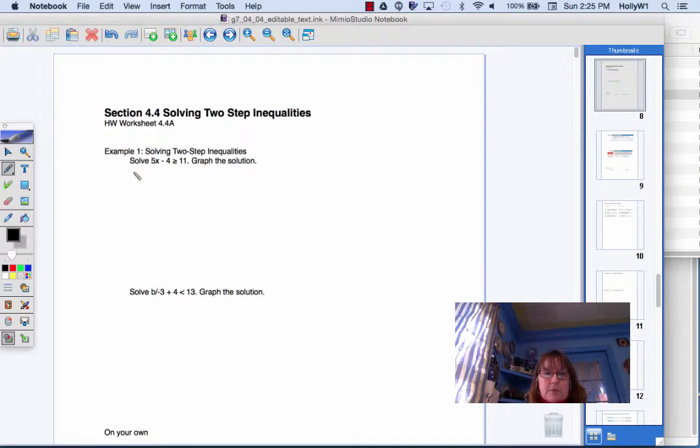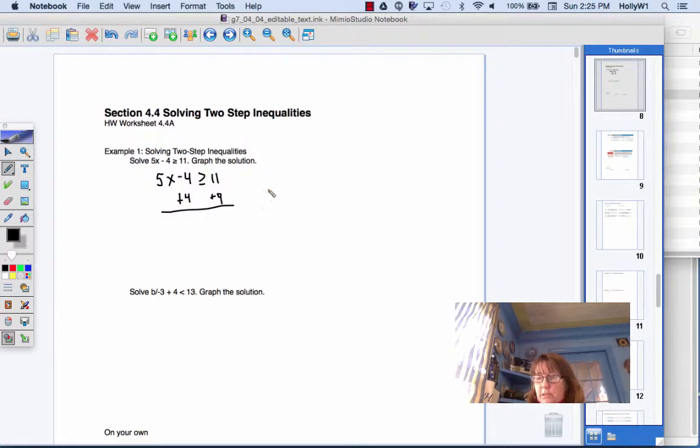And so let's see here. We're going to start with 5x subtract 4 is greater than or equal to 11, and we're going to graph the solution. So in an inequality, the first thing we would do is deal with this subtract 4, and it's the same for an inequality. So we're going to add 4 to both sides. So add 4 here, add 4 to there.